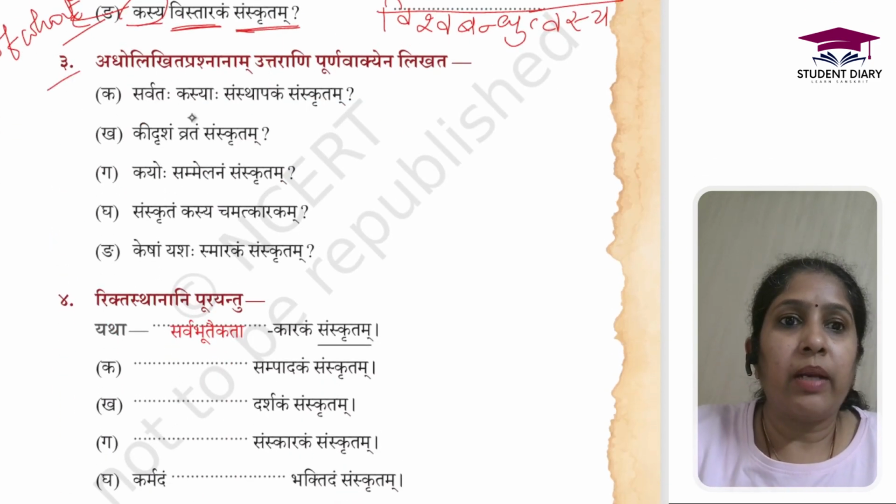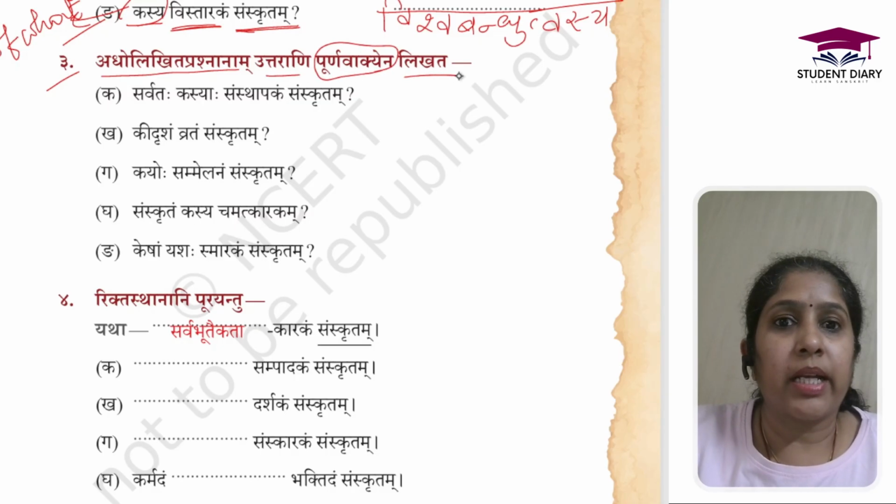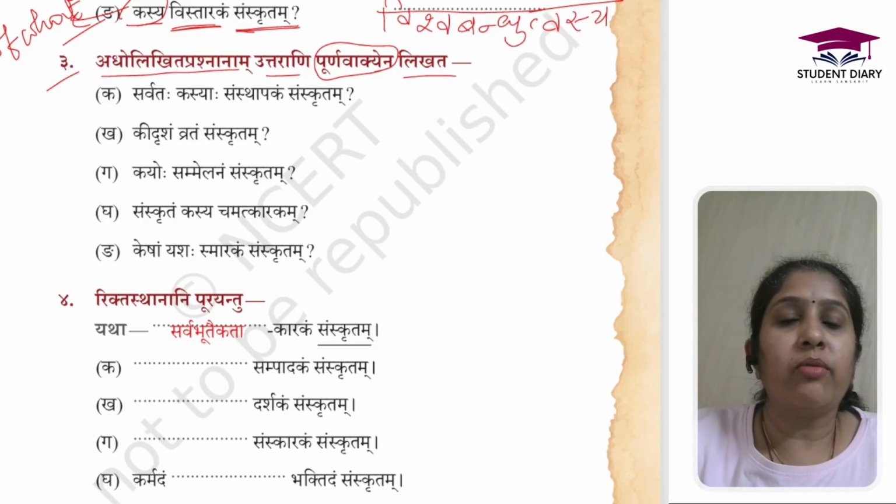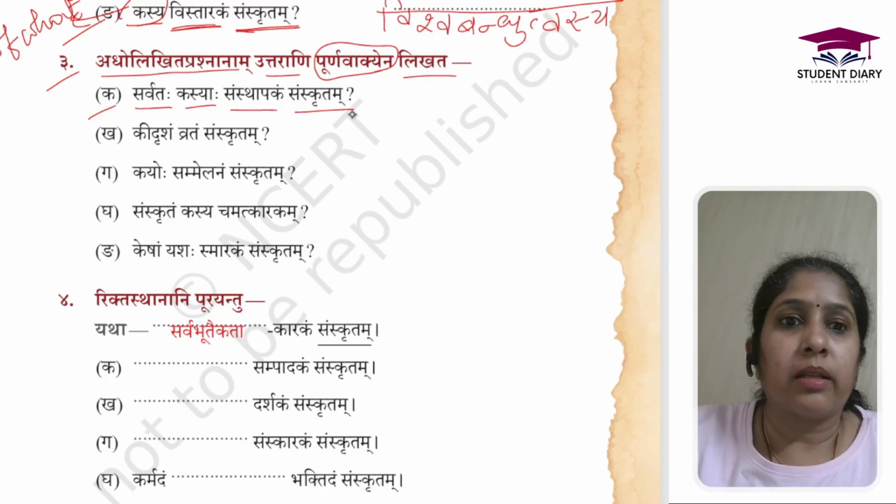Now let's go for the next main. Adolikhit prashnanam uttarani, Purnavakyen likhat. Purnavakyen means with a complete sentence. So now you have to write the answer in a complete sentence. You can't write one word like the previous one. Right? First one. Sarvatah kasyaha sanstapakam sanskritam.